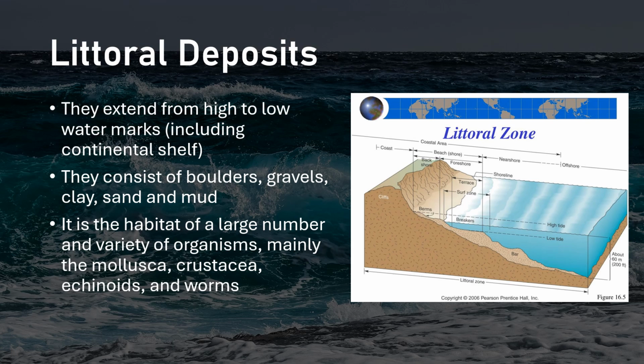The littoral zone is the habitat of a large number and variety of organisms, these naturally varying from the mangrove swamps and coral reefs of the tropics to the shellfish beds of the temperate regions. Generally speaking, the animal life is abundant, the chief groups represented being the mollusca, which are the cockles and mussels, crustacea or crabs, echinoids, that are sea urchins and starfish, and worms.